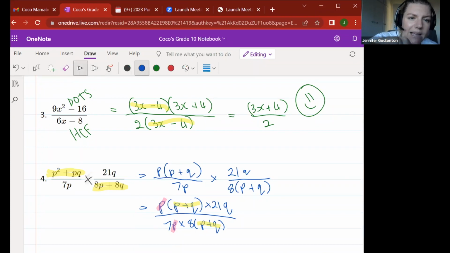If I look at my numbers, 7 can go into itself once and 7 can go into 21 3 times. So let's see where that takes us. At the top, we're going to have 3Q, and at the bottom, we're just going to have an 8.